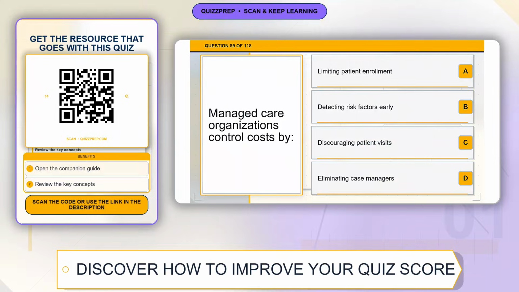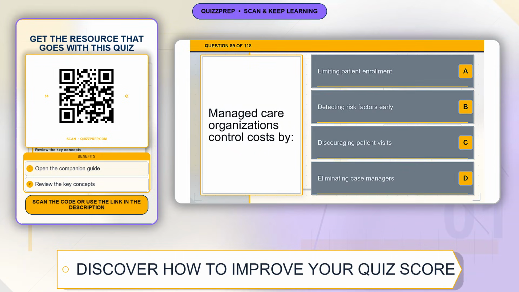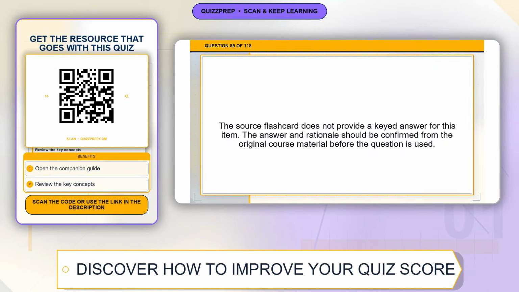Question 89. Managed care organizations control costs by: Option A, limiting patient enrollment. Option B, detecting risk factors early. Option C, discouraging patient visits. Option D, eliminating case managers. The correct answer is now shown. Explanation. The source flashcard does not provide a keyed answer for this item. The answer and rationale should be confirmed from the original course material before the question is used.